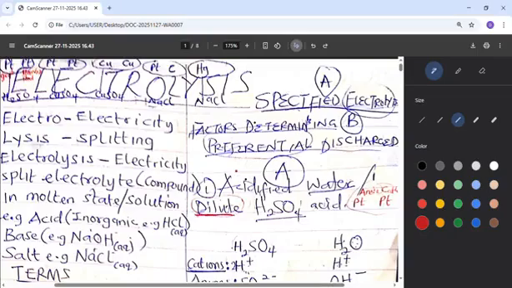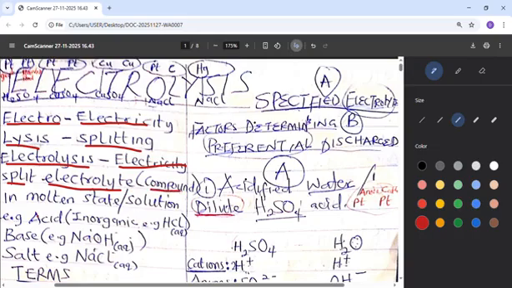In this lesson, we'll be looking at the topic electrolysis. To start with, what's the meaning of the word electro? It has to do with electricity. Then lysis means splitting. Meaning, if we say electrolysis, we are talking about how electricity will split an electrolyte. And when we say electrolyte, we are referring to a compound that is either in a molten state or solution.